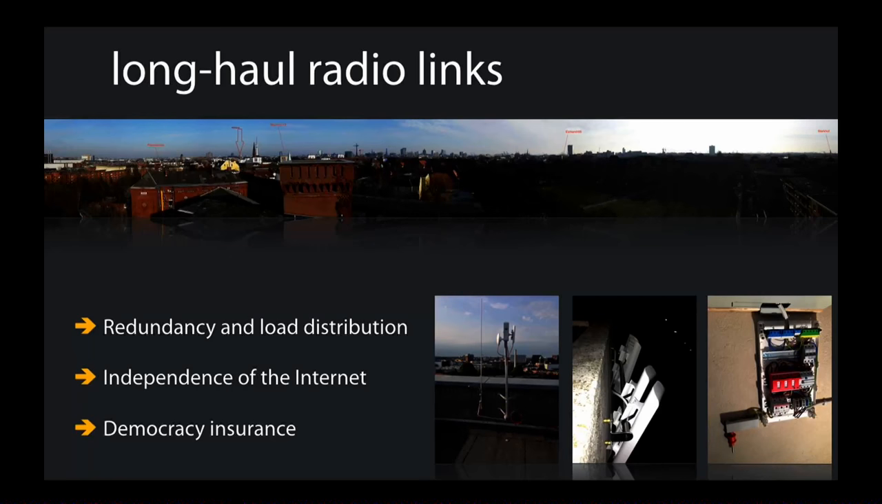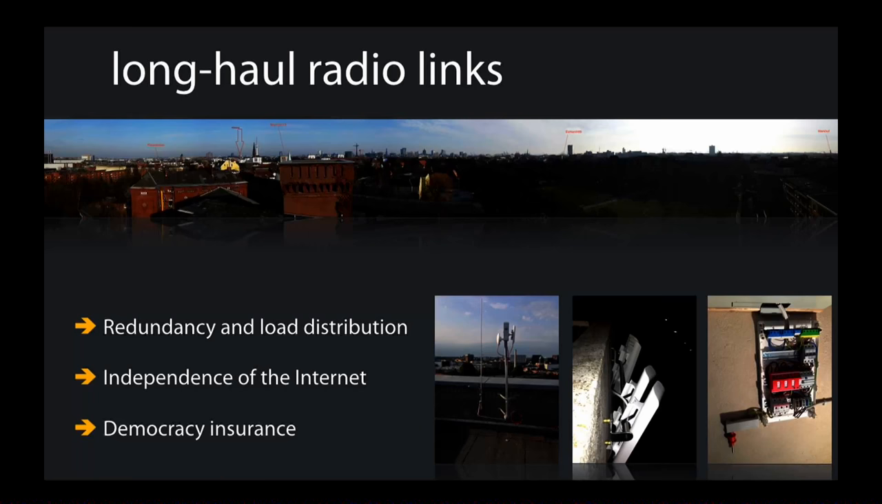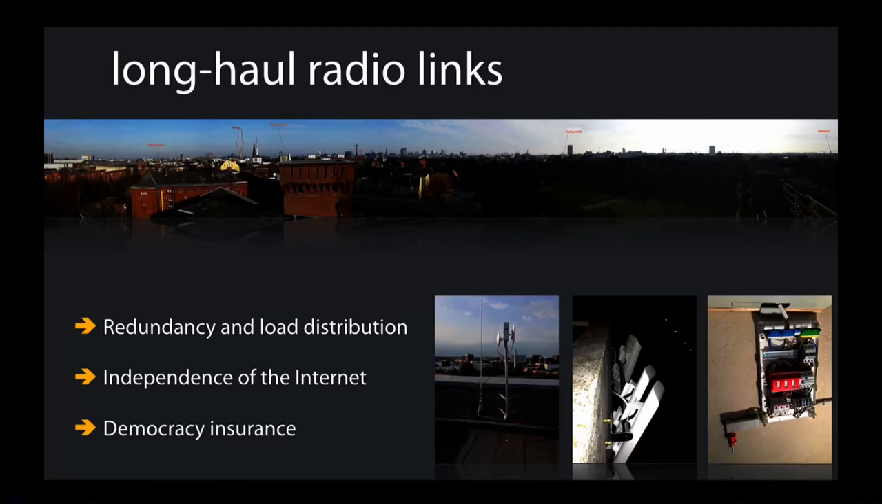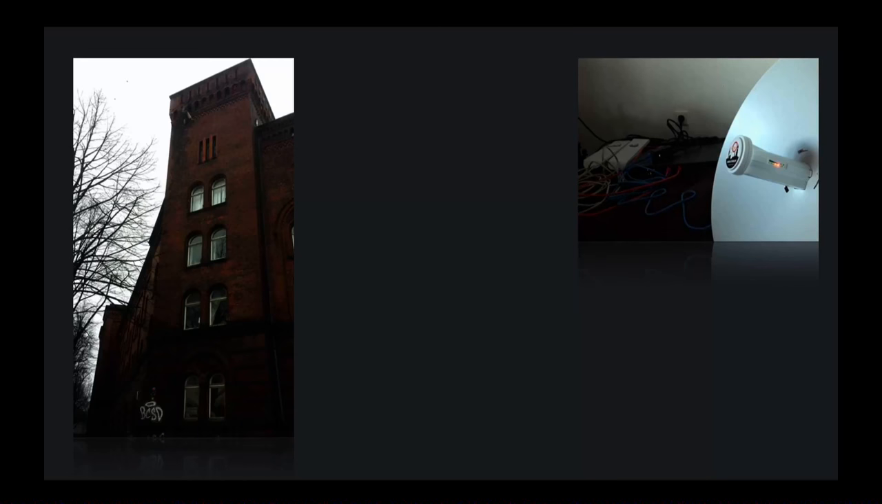And it gives you independence of the internet. And I only put, half jokingly here, democracy insurance. Unfortunately, we've seen over the last couple of years what people do with the internet. They sniff your traffic, they censor the internet, they turn it off altogether. And this would be a network which is decentral and still works when the internet is turned off. So you still have a way to communicate.